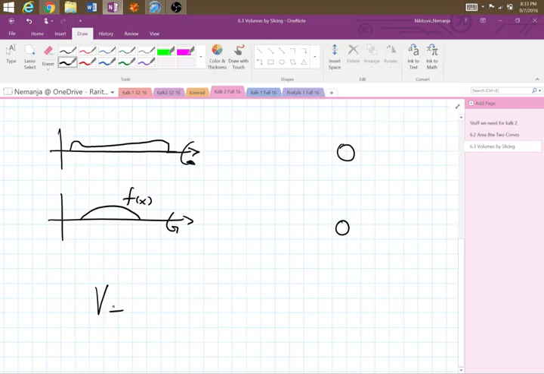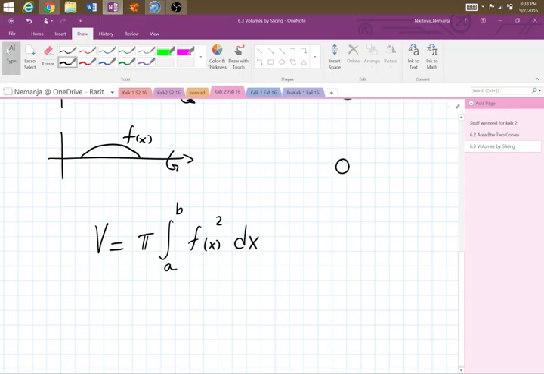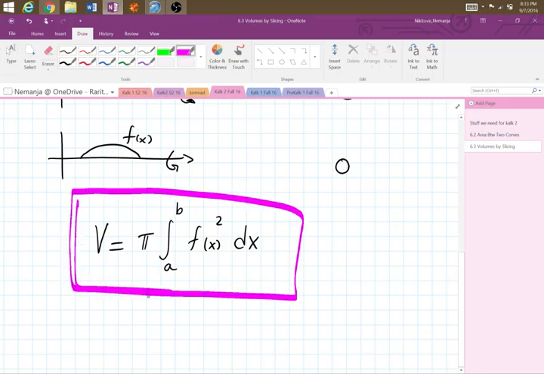So volume is going to be pi integral a to b of f of x squared dx. I'm going to box that one. I'm going to put a graph on the side.